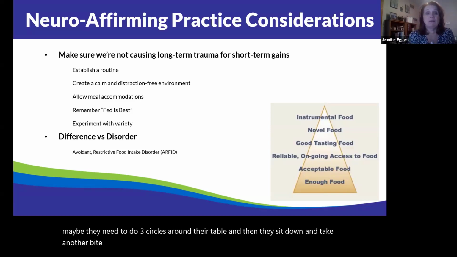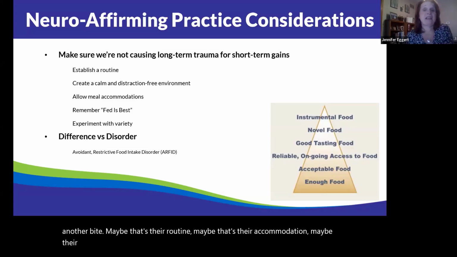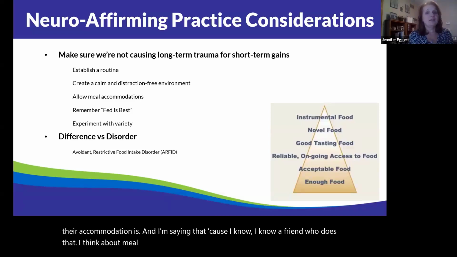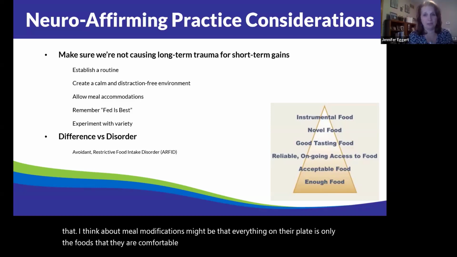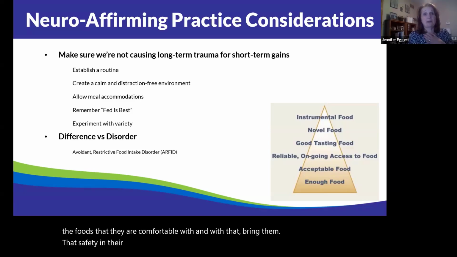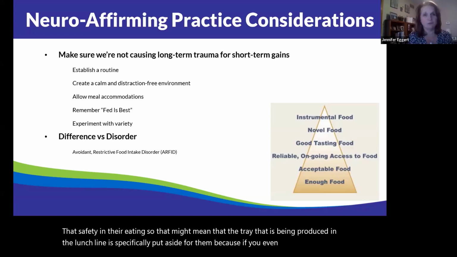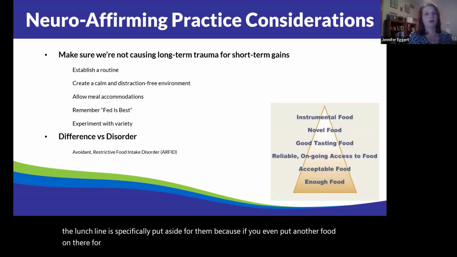Maybe that's their routine. Maybe that's their accommodation. Maybe their accommodation is, and I'm saying that because I know a friend who does that, thinking about meal modifications, that everything on their plate is only the foods that they are comfortable with, and that brings them safety in their eating. So that might mean that the tray being produced in the lunch line is specifically put aside for them, because if you even put another food on there, it can completely throw them off and then they get no food that day.